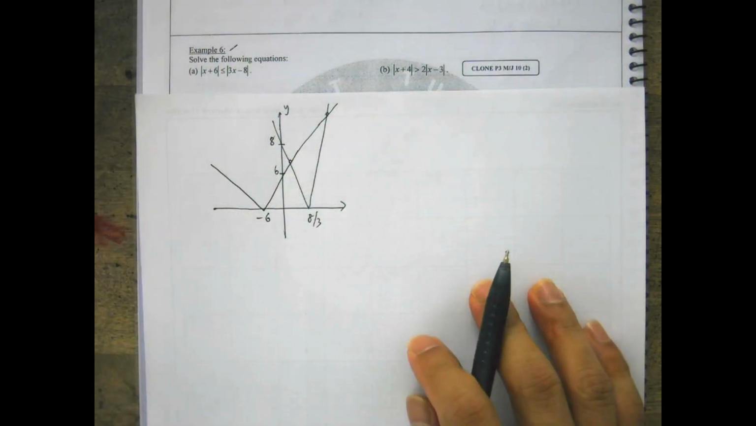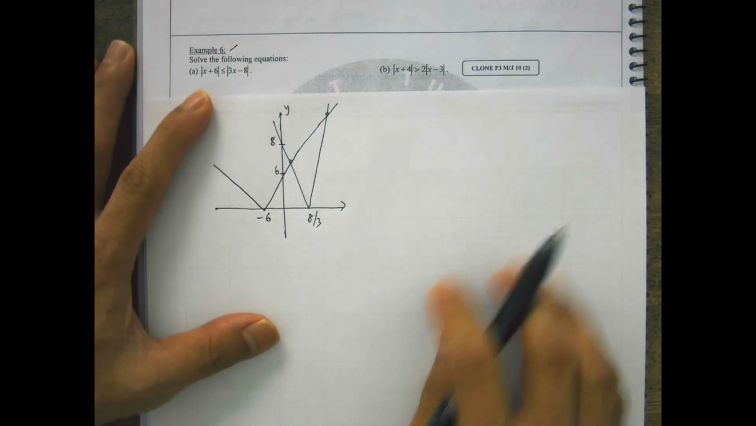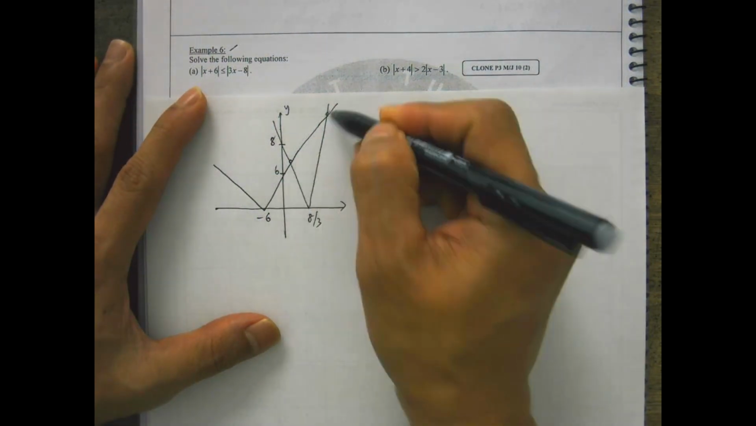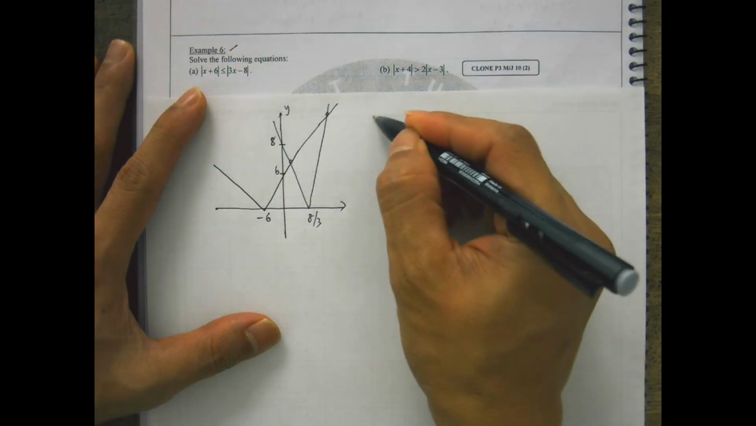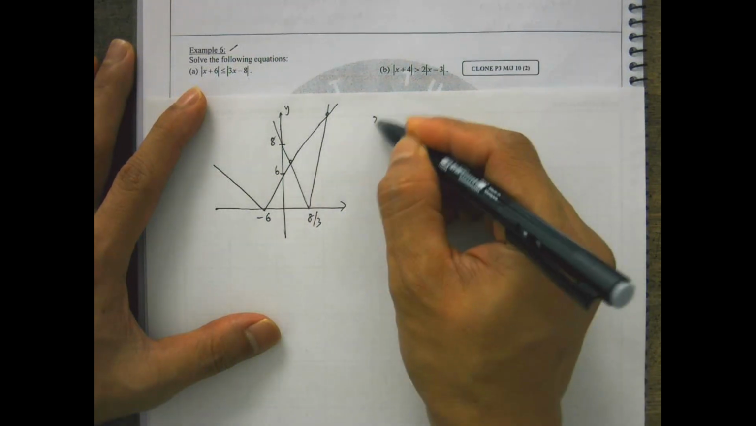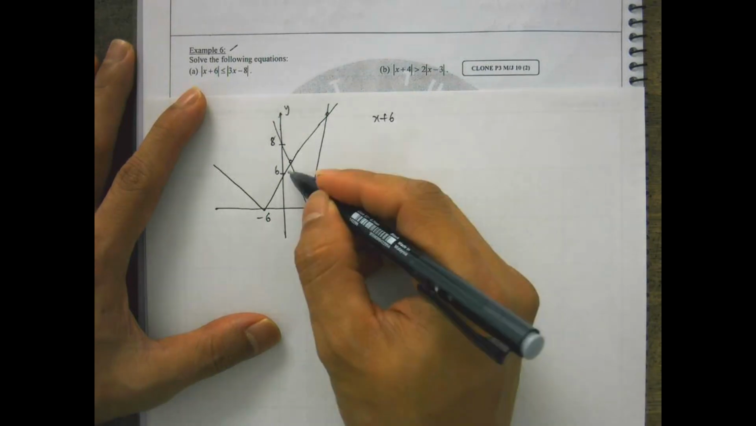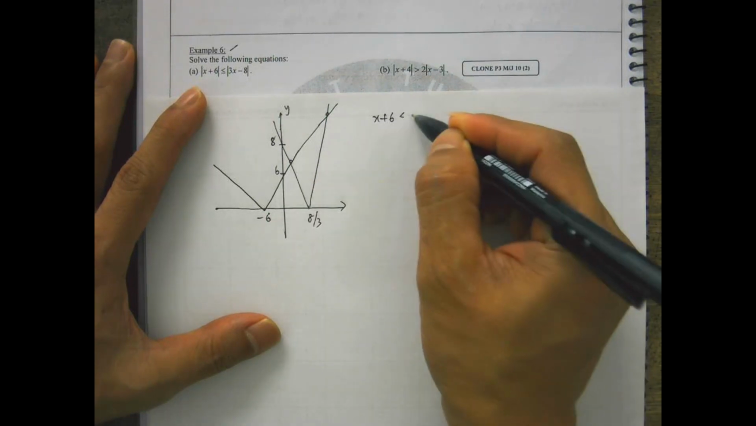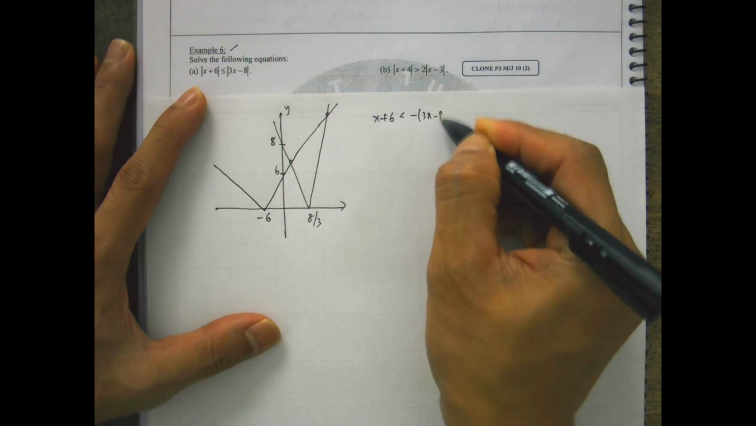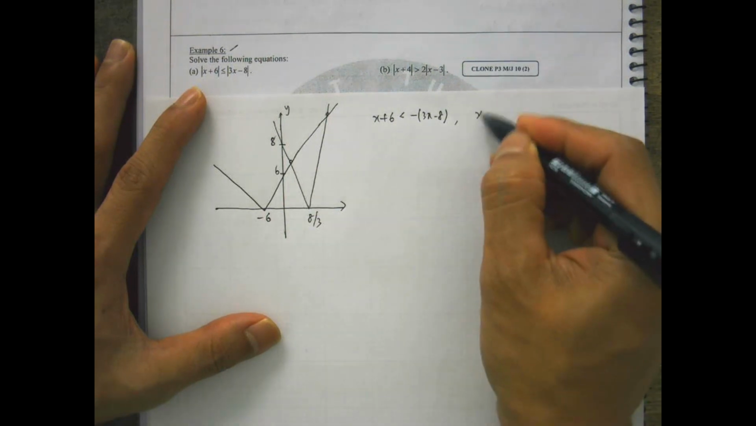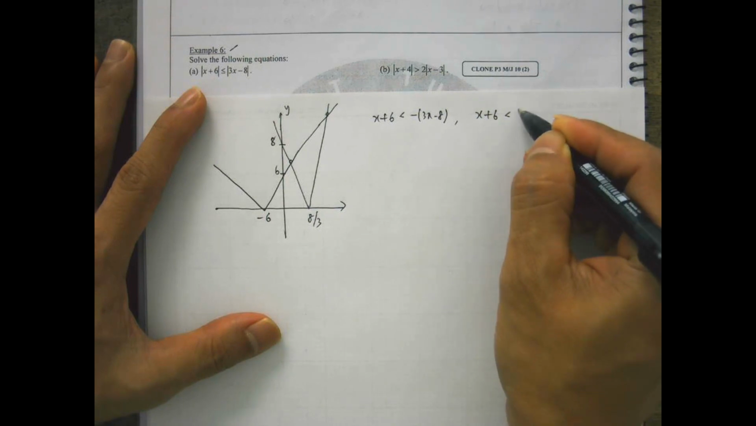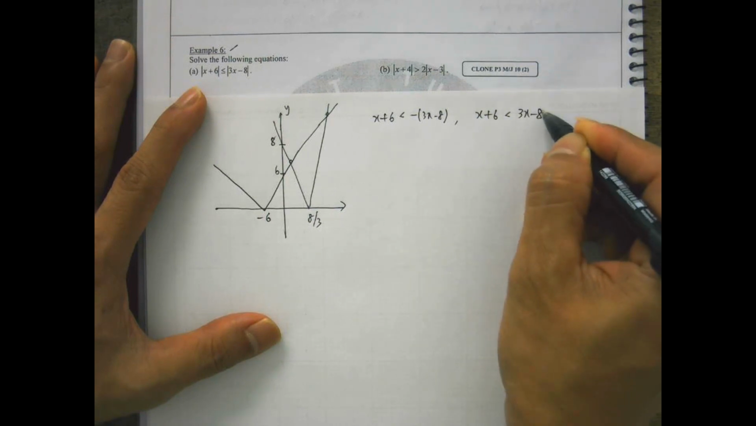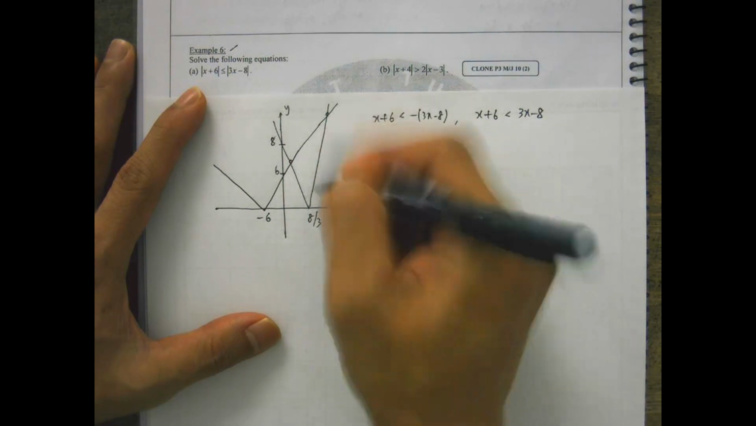And I want the modulus x plus 6 to be below this modulus 3x minus 8. So again, we can think of the positive side of this, right? It must be less than the negative side of this 3x minus 8. And the positive side of x plus 6 must also be less than the positive side of 3x minus 8. Yeah, positive side means this side, the right hand side.